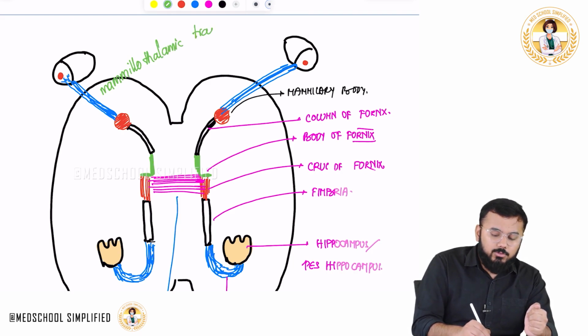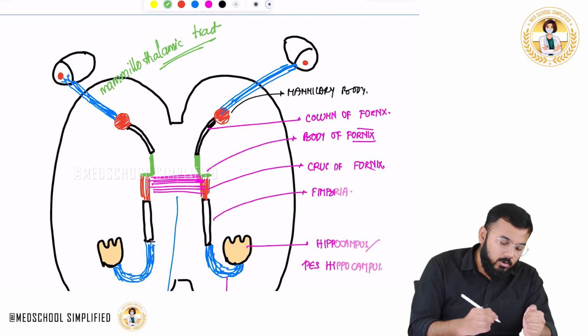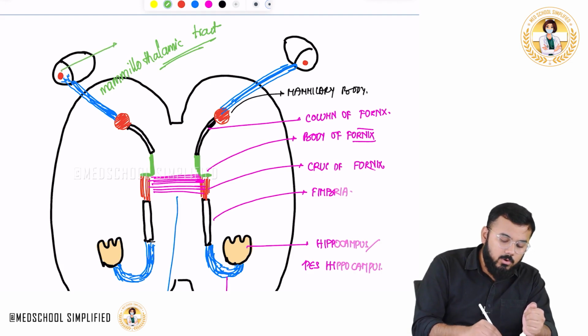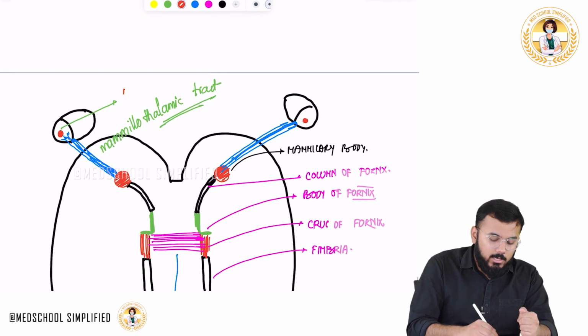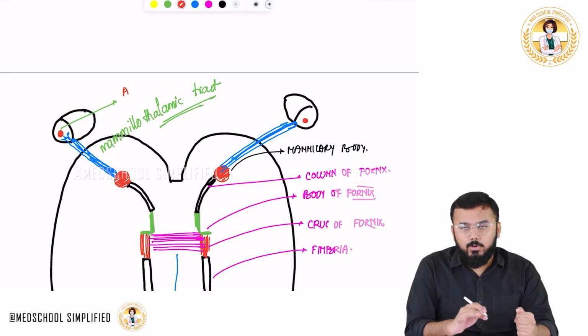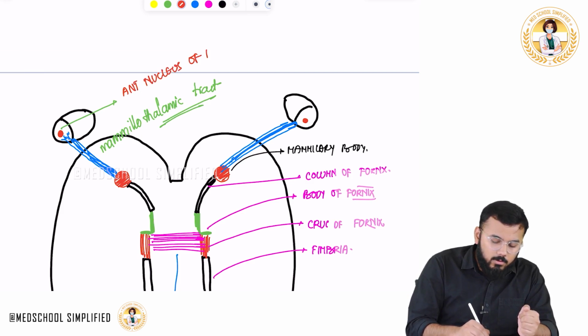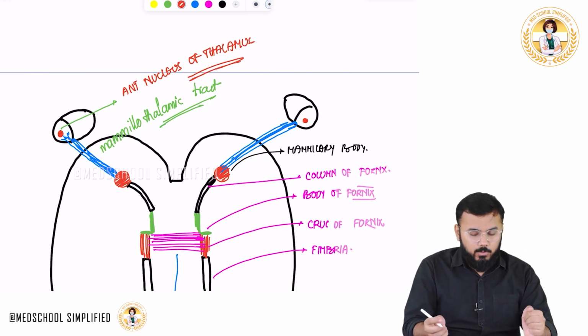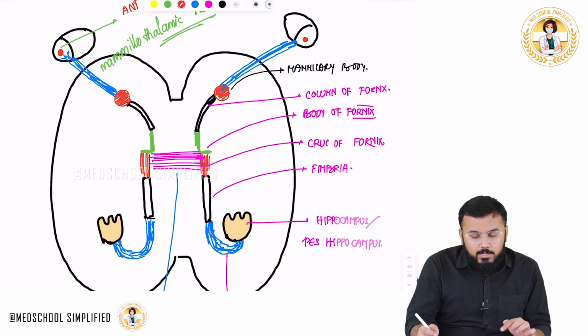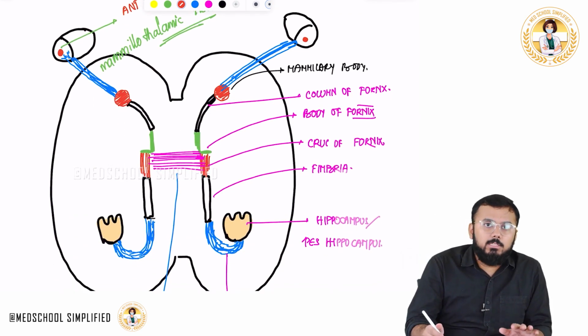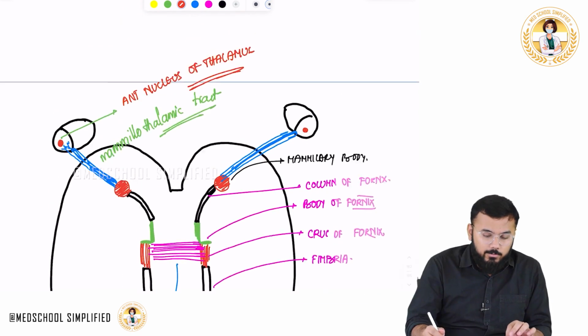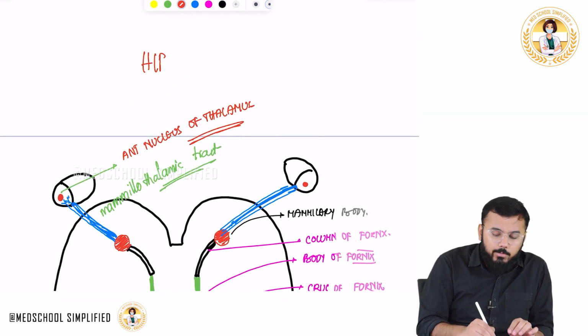Now if they ask you a question, the mammillothalamic tract is relaying on which nucleus? This nucleus is called the anterior nucleus of the thalamus. So whatever I have explained so far in this entire picture is called your hippocampal formation. All these together comprise your hippocampal formation.